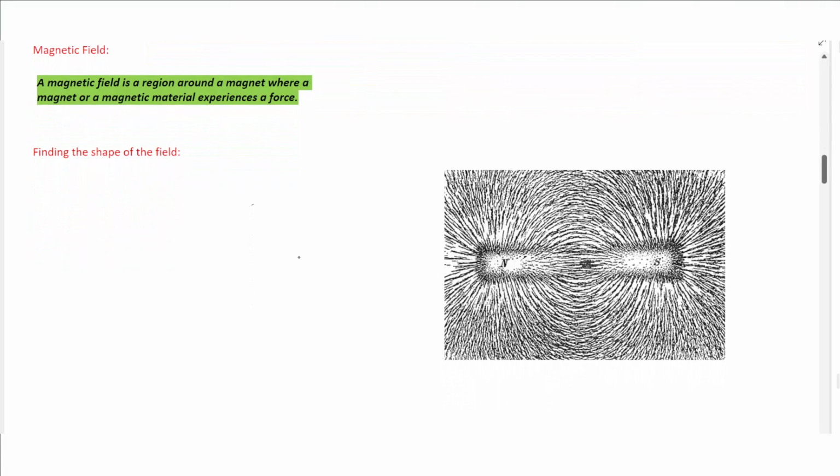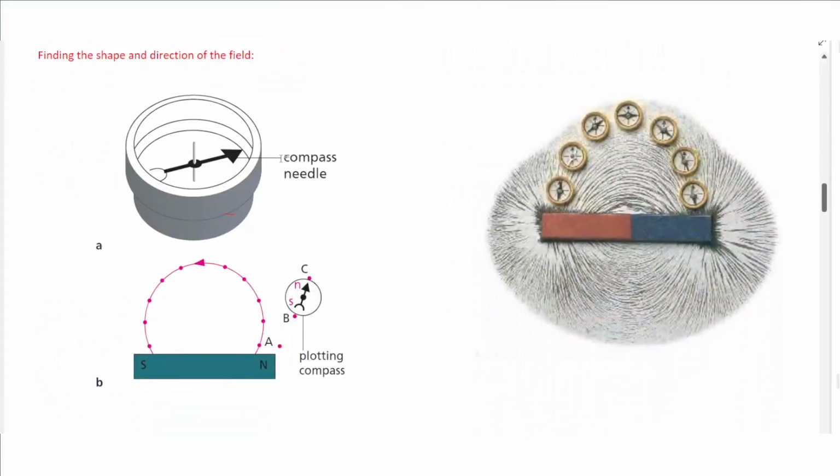Now, for a magnetic field, the definition of a magnetic field is a region where a magnet, a magnetic material, or a moving charge experience a force. So a moving charge is a current, so a magnet, a magnetic material, or a current experience a force. The shape of the field can be determined using iron filings as shown in the diagram, or by using compasses placed one behind the other, pointing head to tail from one pole to the other pole. A compass does not only show the shape of the magnetic field, it also shows the direction of the magnetic field, but iron filings only show the shape of the field.